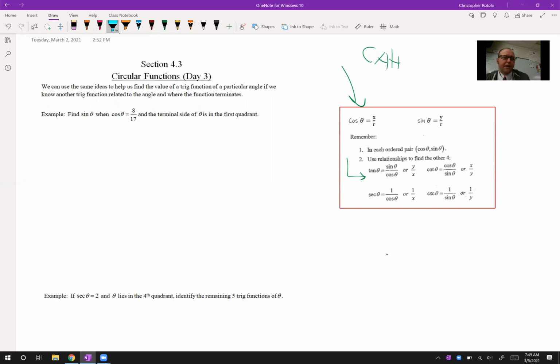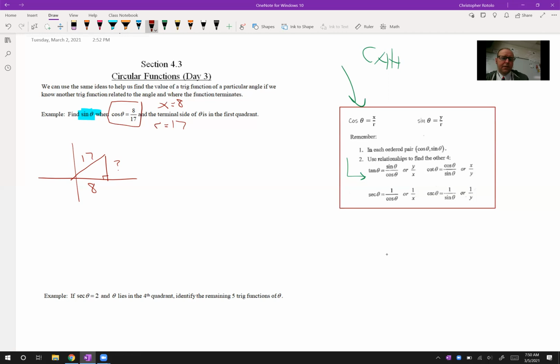All right, let's take a look at what I actually need you to do. We're going to find sine of theta. We know that has to do with a y value, so we're going to have to work our way through here. We have cosine of theta equal to 8 over 17. So we know x equals 8 and the radius is 17. The other thing we need to know is the terminal side of the angle is in the first quadrant, so it looks like this. We have 8 on the x-axis and the radius is 17, so what we need to find out is that y value, and that will help fill everything in.